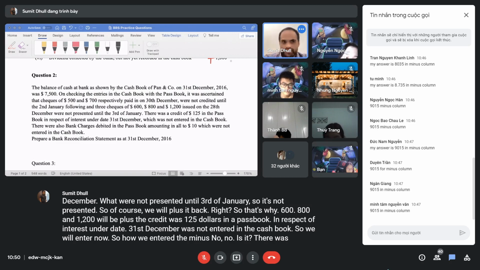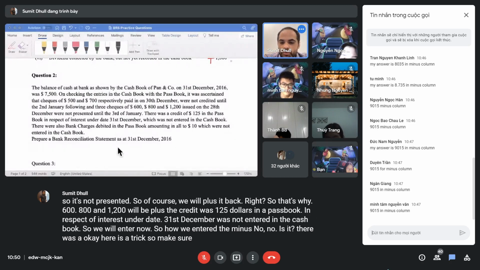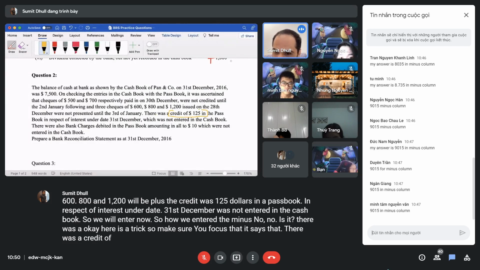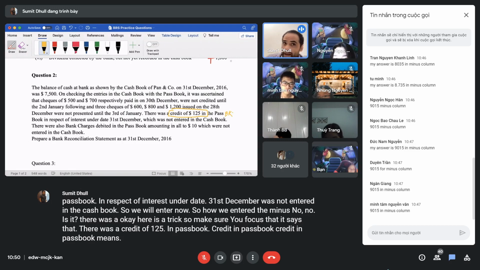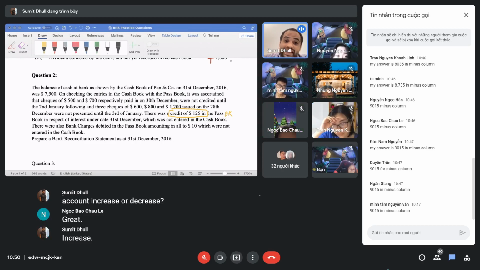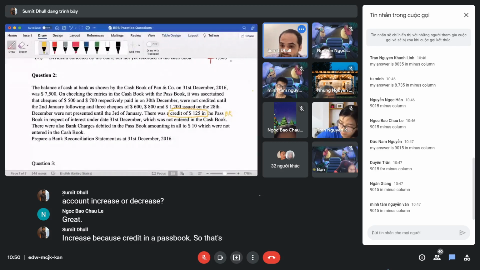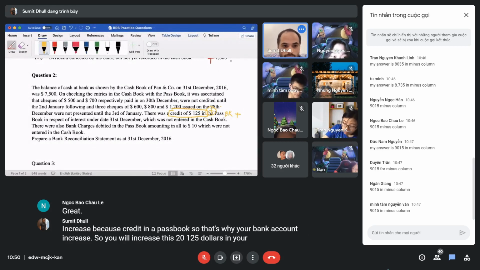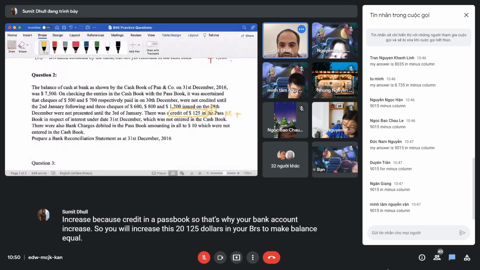Okay, here is a trick. So make sure you focus on that. It says that there was a credit of 125 in the passbook. Credit in passbook means your bank balance increases or decreases? Your bank account increases, because it is a credit in a passbook. So you will increase this $125 in your BRS to make the balance equal. All right.